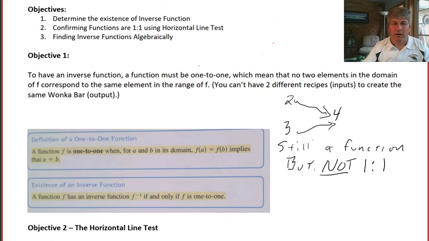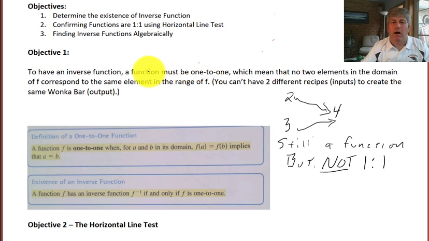Our first objective here: to have an inverse function, a function must be one-to-one, which means that no two elements in the domain of our function can correspond to the same element in the range of the function. As I've listed here, 2 leads to 4 and 3 leads to 4, so that's not going to be one-to-one, because there are 2 different inputs that result in the same output. You can't have 2 different recipes or inputs to create the same Wonka bar or output. Now, this still is a function, it's just not one-to-one.